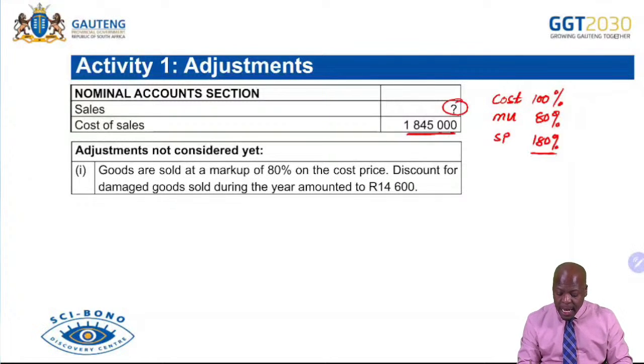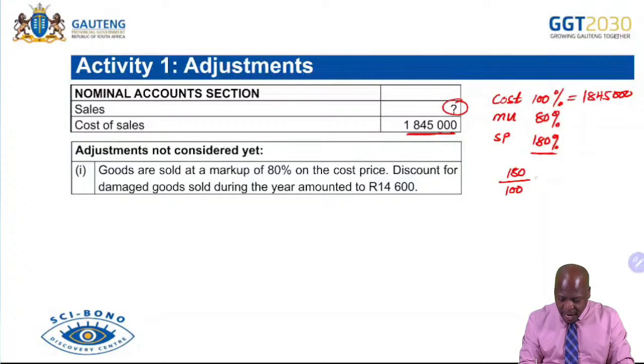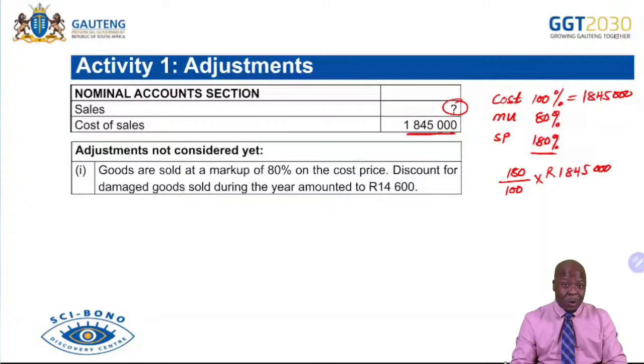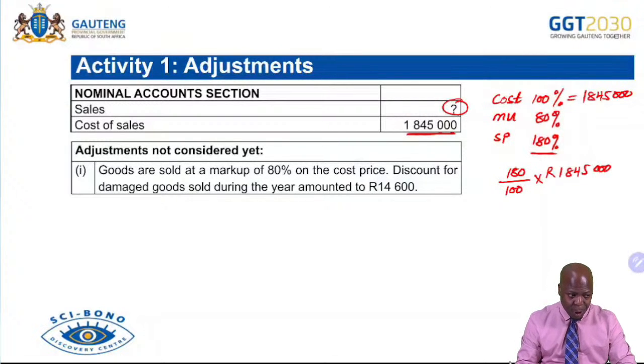In this case, if I am to put rand values here, you would find that as we already have our cost, I can come here and say this is equal to the 1,845,000. Therefore, what is it that we want? We want the 180. So I'll come here, then I'll say what I want is 180. What I have is 100. And what I have has a rand value which is 1,845,000. Now, I want you to have your calculator close, because I want you to punch these figures that I've just given to you.